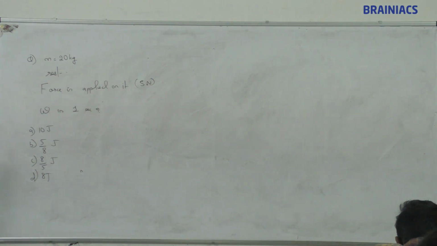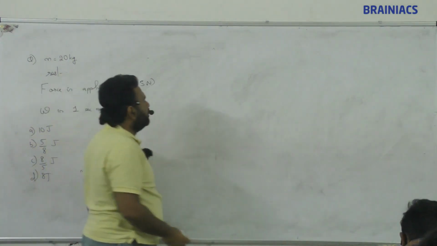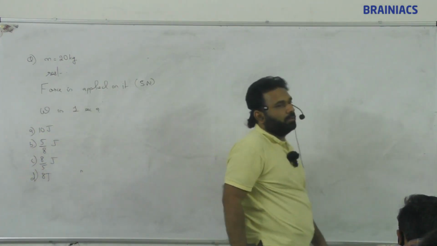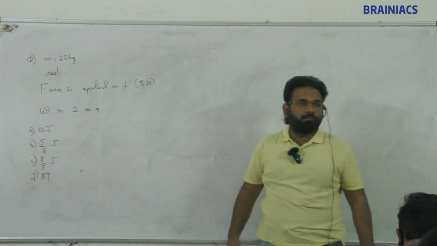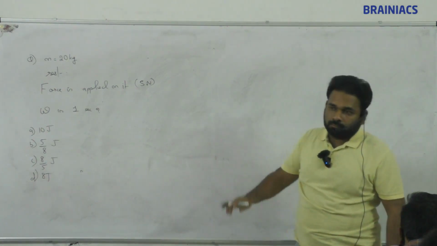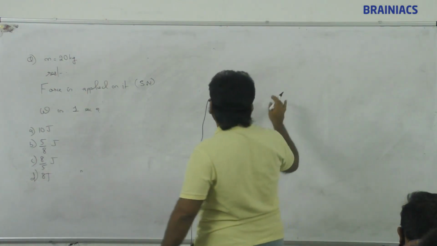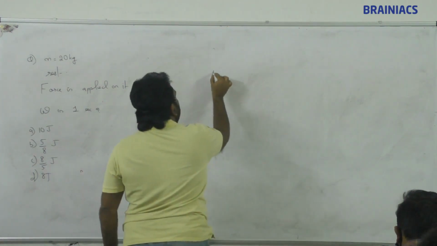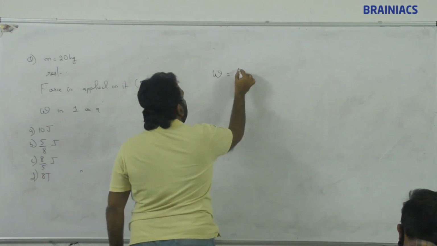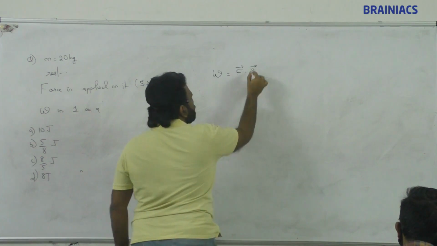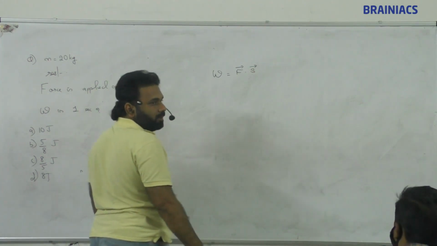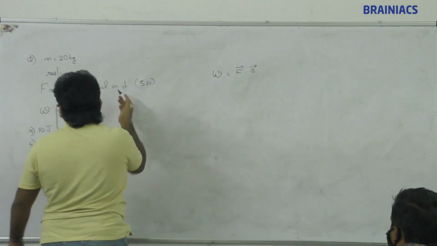Five by eight. All of you got it? Okay. What we need here? Work is equal to F dot S value. Okay.